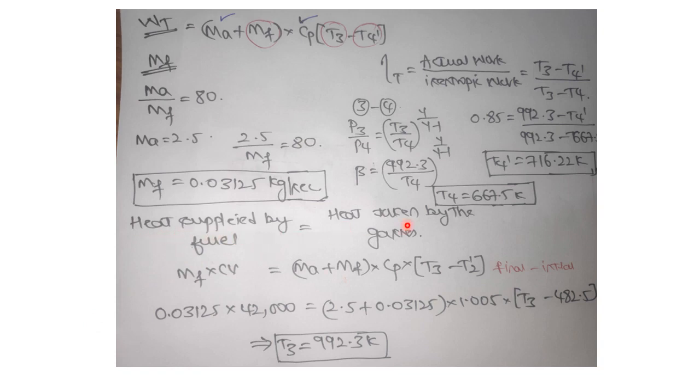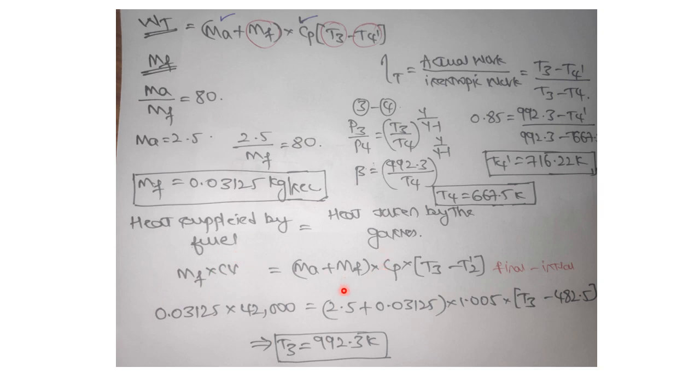How will you calculate the heat supplied by the fuel? Same general formula: mass flow rate of fuel into Cv. So mass flow rate of fuel into Cv will give you the amount of heat supplied by the fuel. Now, how will you calculate the heat taken by the gases? m Cp delta T. What is m here? Mass of air plus mass of fuel, into Cp, into T3 minus T2 dash.